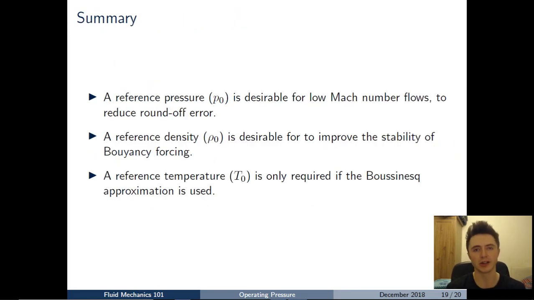So just a quick summary of what we've been through here today. We need a reference pressure for low Mach number flows, and this is to account for round-off error. We need a reference density to improve the stability of the equations when we have buoyancy forcing, and we need a reference temperature when we use the Boussinesq approximation. So that's a good overall summary of what to take away from this talk, and hopefully you can use it in your simulations to make a better informed decision about the reference values that you're choosing.